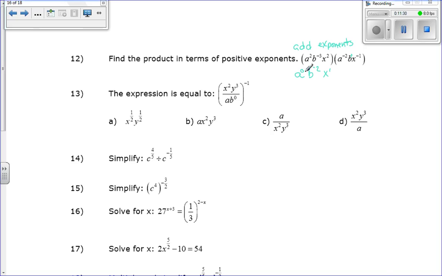Now I need to clean this up. Anything to the 0 power is 1, so the a will go away. The x will stay in the numerator and the b squared will go into the denominator. So it's just x over b squared.